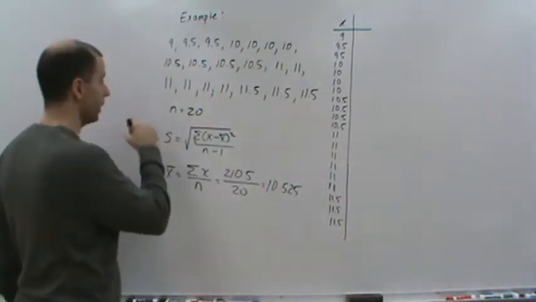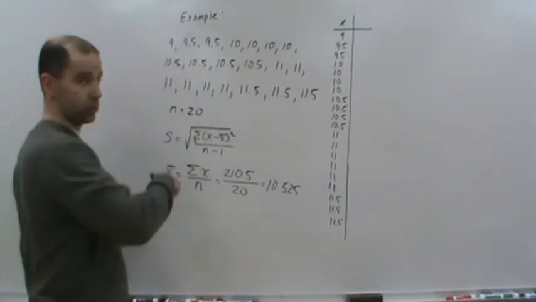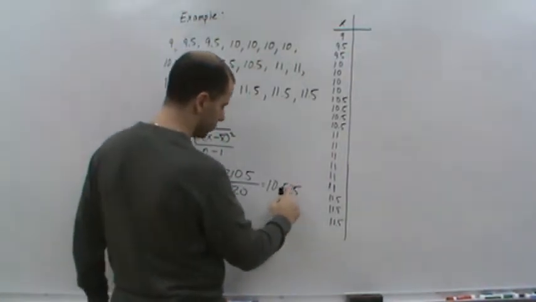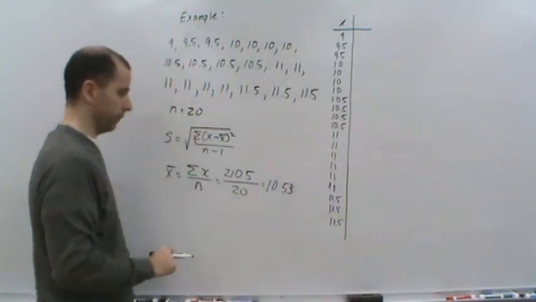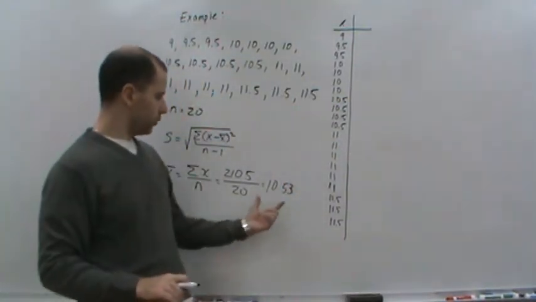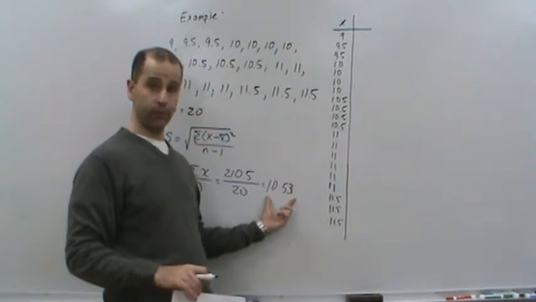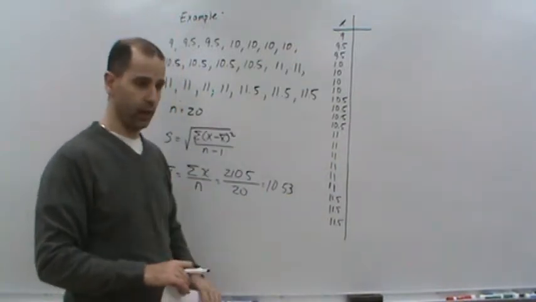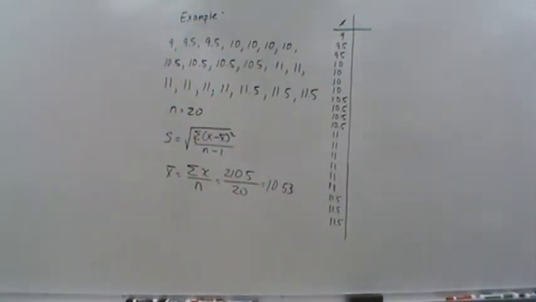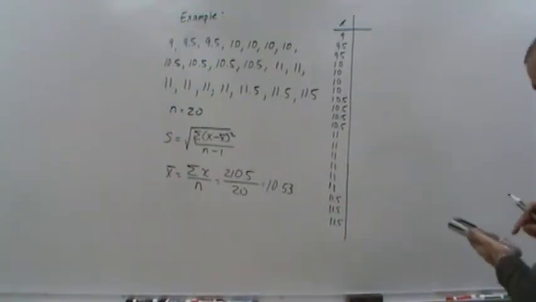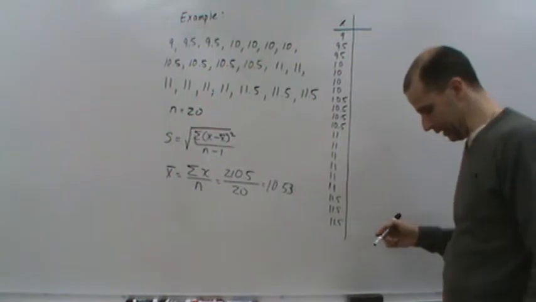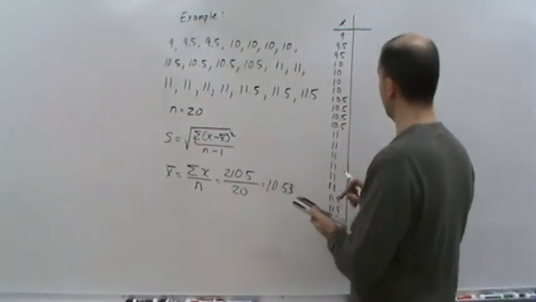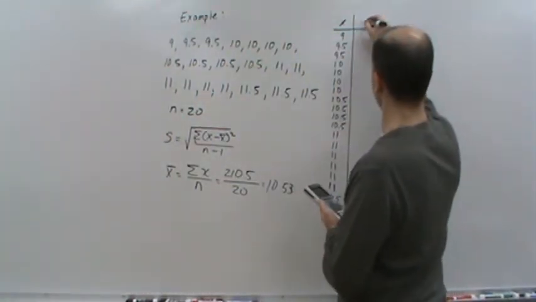10.525. But again, because we're dealing with numbers, the original data goes out one decimal place. We're going to go out to 2 decimal places. So this will be 10.53. So what we're going to do is we're going to subtract off the mean from every one of these. Okay, so I'm going to use the calculator to write these out. And in this case, I wouldn't bother doing it this way. I'd use the calculator. But again, I just want to make sure I show you how to do this.